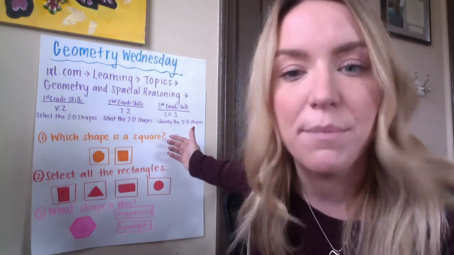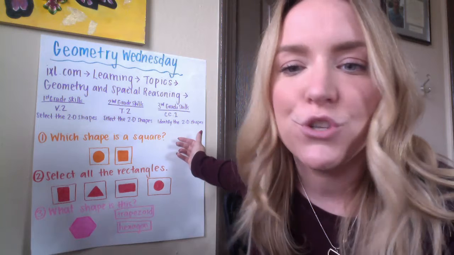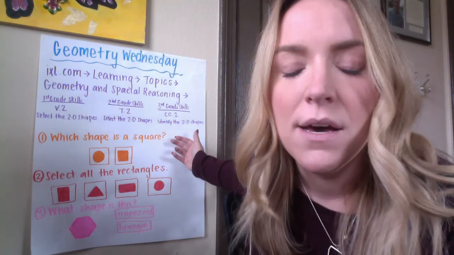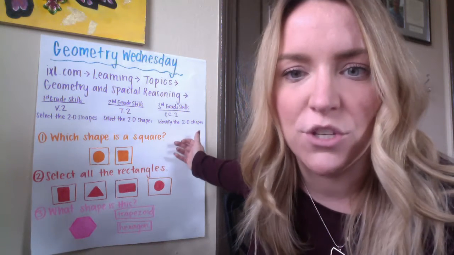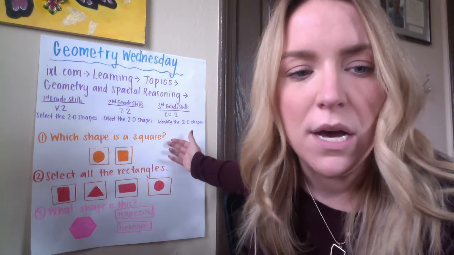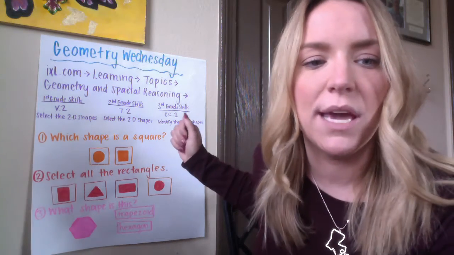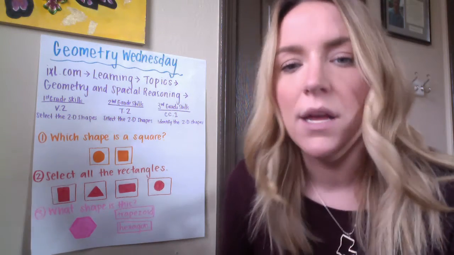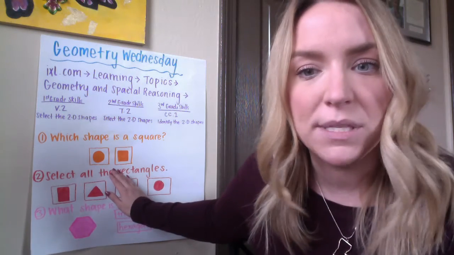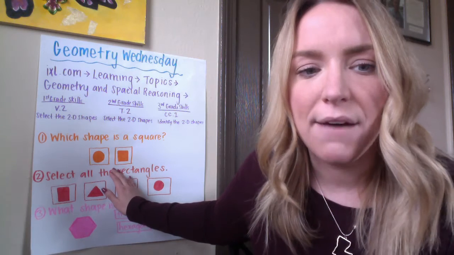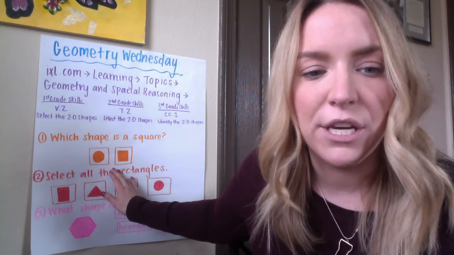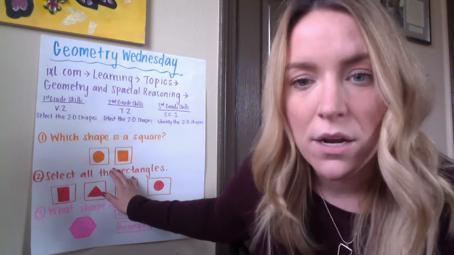So getting into some of the questions you'll see today, you're just going to be identifying two-dimensional shapes. So the shapes that we just reviewed. Some of you may see questions like, which shape is a square? And you're going to have to look at the shapes that they have given to you, and you're going to have to figure out which shape is a square.